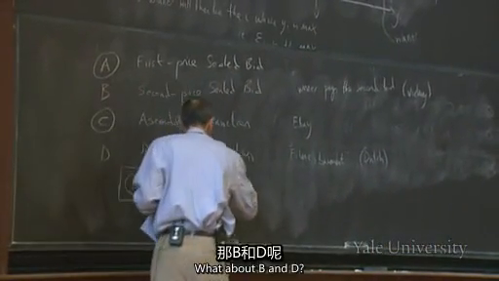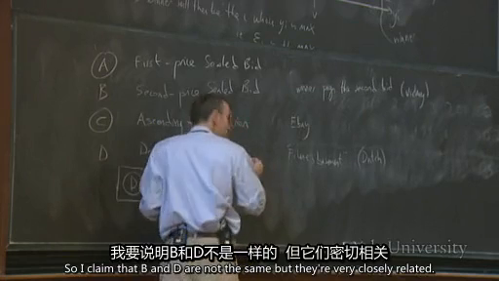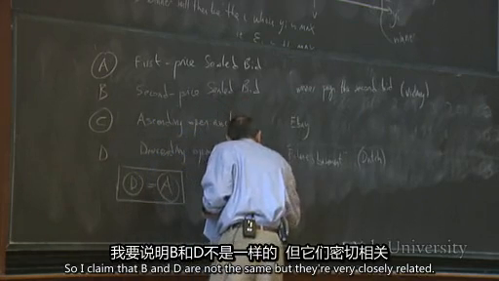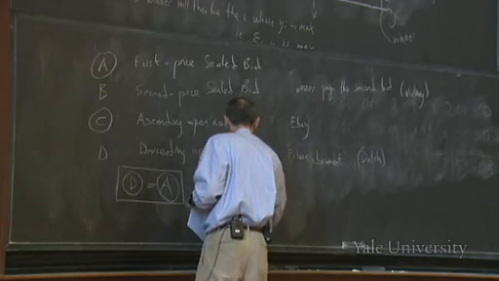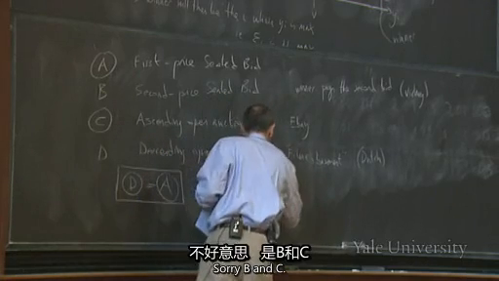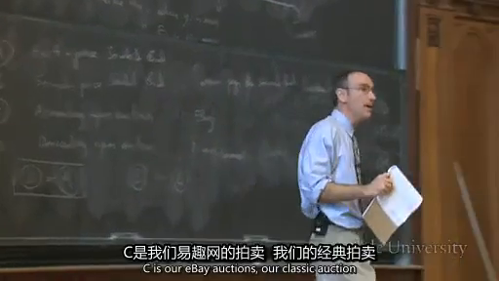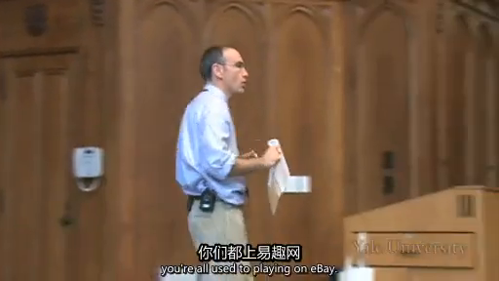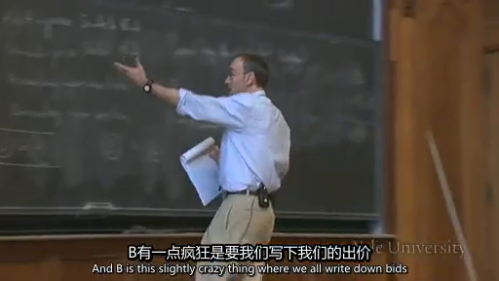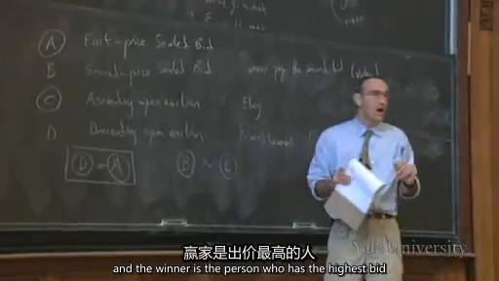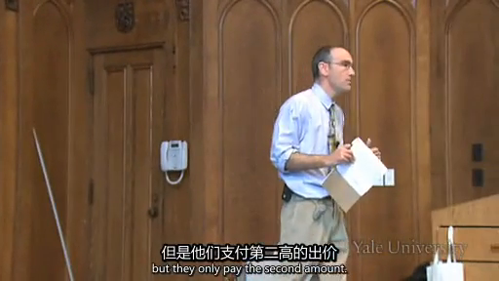What about B and C? I claim that B and C are not the same, but they're very closely related. C is our eBay auction, the classic auction you're all used to playing on eBay. And B is this slightly crazy thing where we all write down bids, and the winner is the person who has the highest bid, but they only pay the second amount.